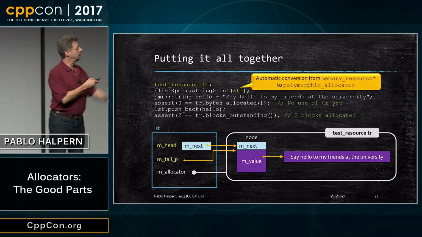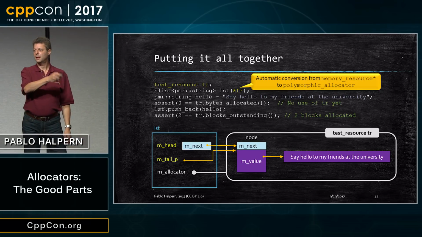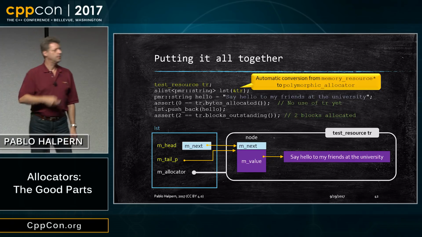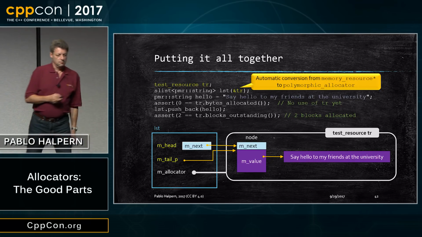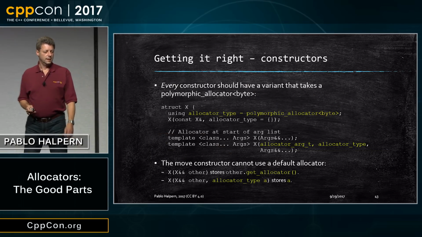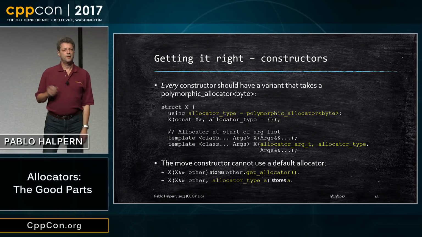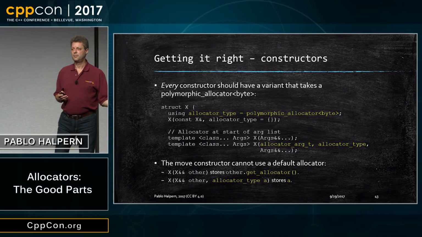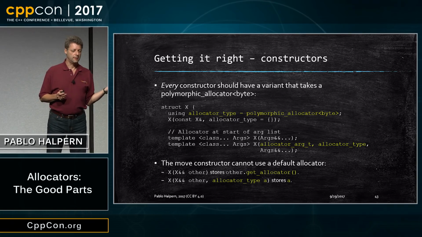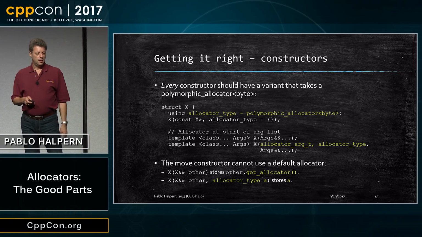So this is what it looks like in our diagram. We see that everything came out of the same test resource, same allocator, same pool of memory. And so, enough said. So let's summarize here to get it right. Every constructor should have a variant that takes an allocator. And the allocator should be polymorphic allocator of byte. Okay? So here's our example.